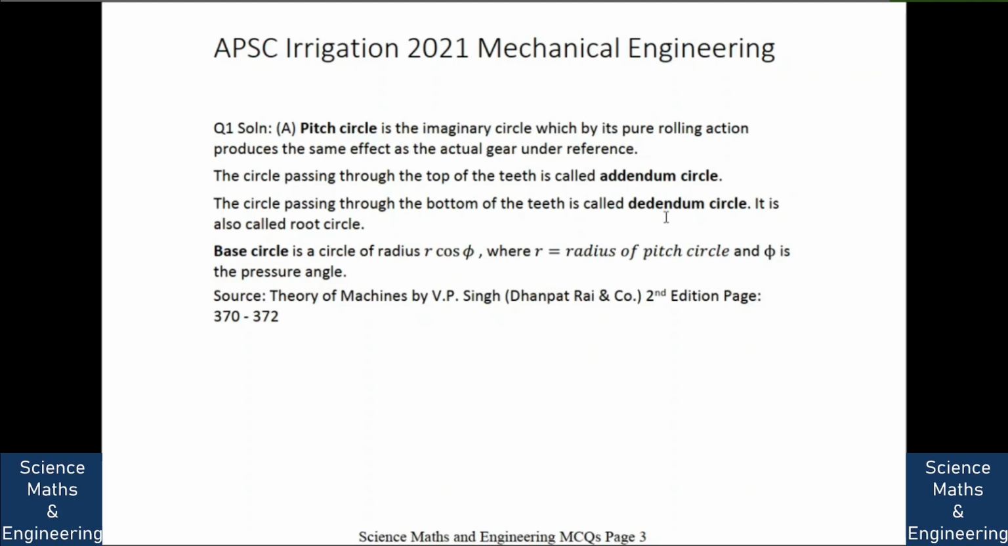So in case there are any doubts, you can follow the source. This is from Theory of Machines, so you can follow the source and check it out. So we will go to the next question.